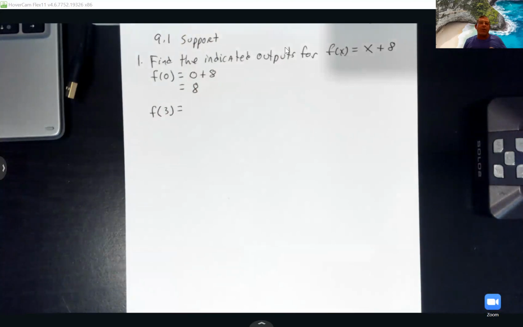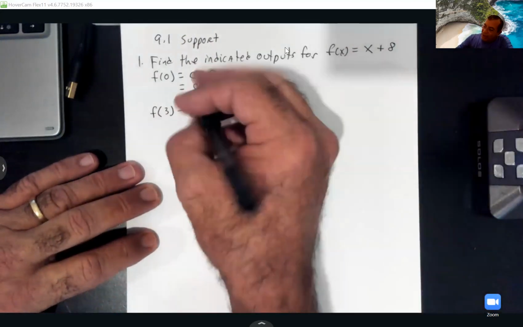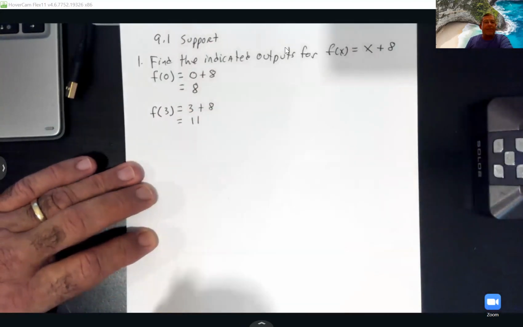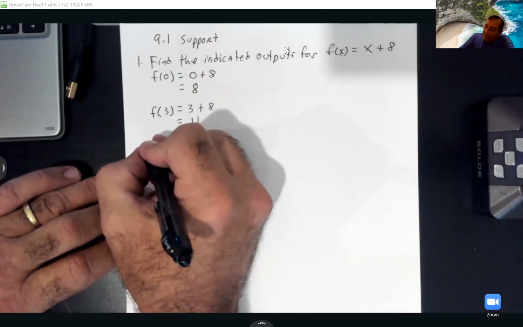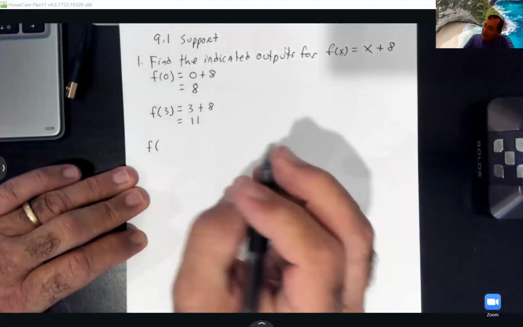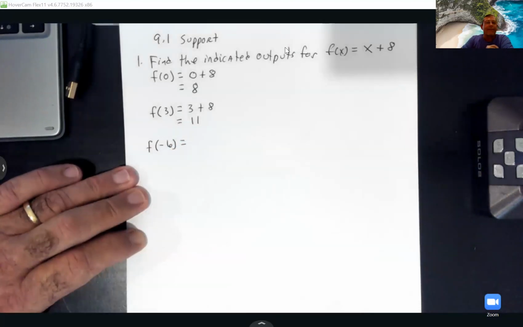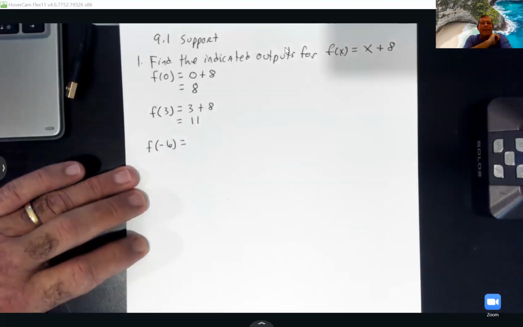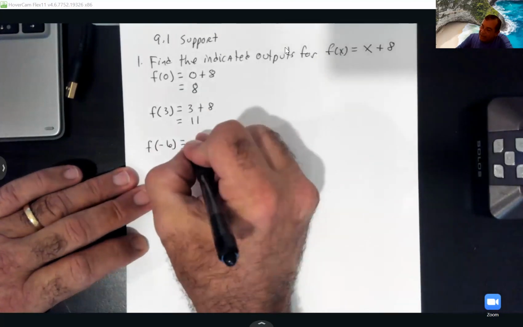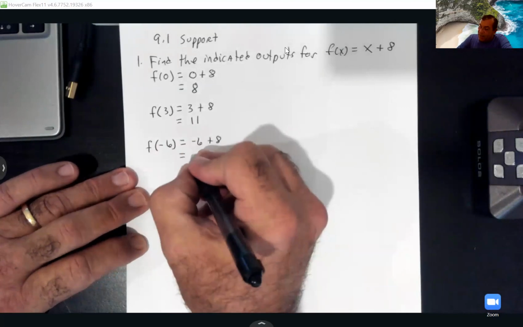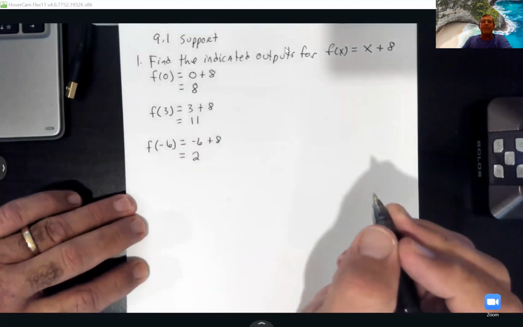So y'all, that is on y'all. What is f of 3? Ooh, that was quick. So you did what? 3 plus 8. And that gave us 11. How about f of negative 6? 2, let's see, because that'd be what? Negative 6 plus 8. So good job. That does give me a positive 2.